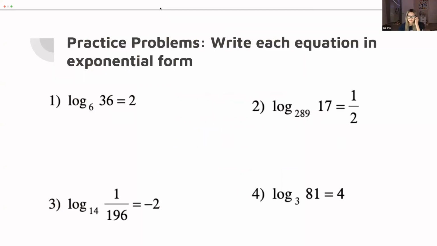Okay, so we just have more practice problems, because practice makes perfect. And these are really easy because it already gives you the answer. So you just have to convert them and then we'll come back in 2 minutes.